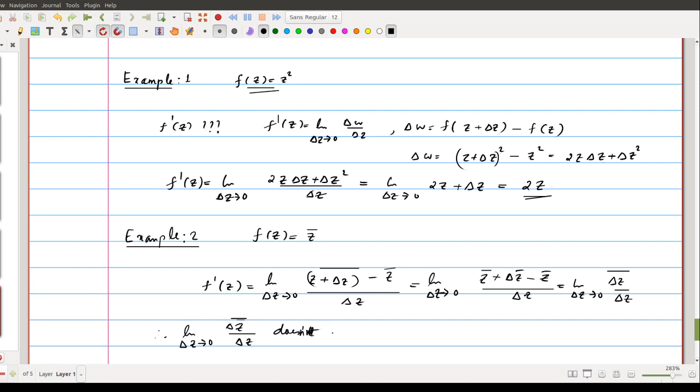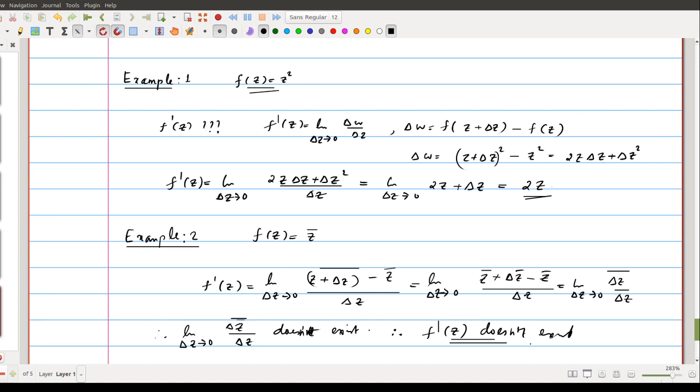Therefore we have f dash z does not exist. So this is the definition of derivative of a complex function. In order to say that a function is differentiable at z naught, we have to get this f dash at that point z naught. Now there are some other examples discussed in the textbook, so please go through it.